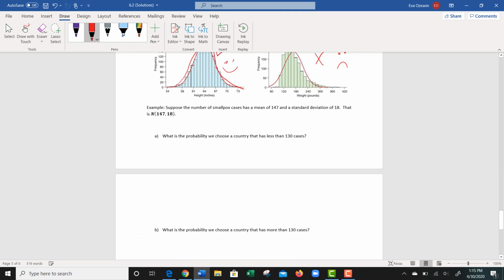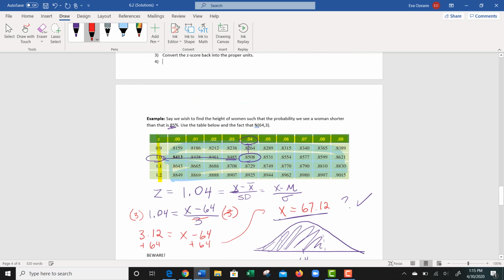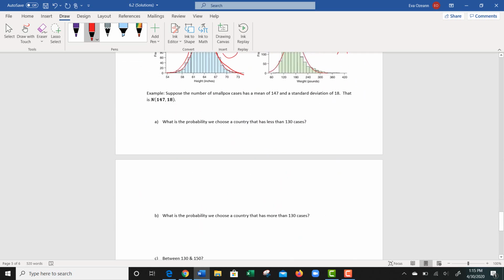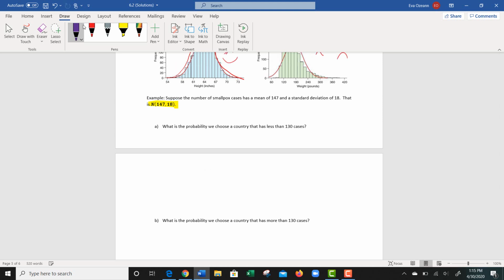So for the next example, we're going to do this two ways. We're going to do it by hand and using StatCrunch to check our answer. So suppose that the number of smallpox cases has a mean of 147 and standard deviation of 18. Another way that we can write that really quick is N of 147 and 18. So what is the probability that we choose a country that has less than 130 cases?